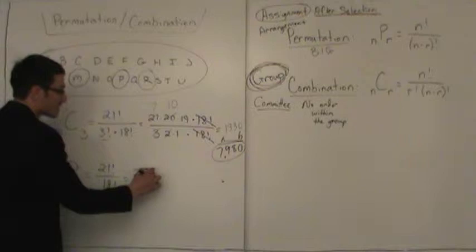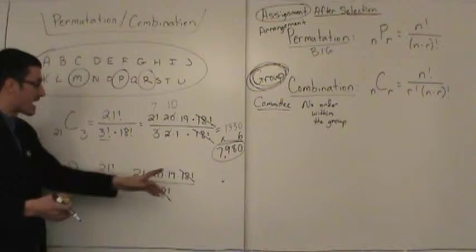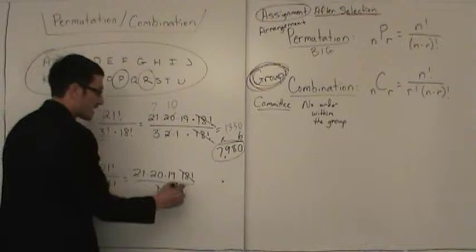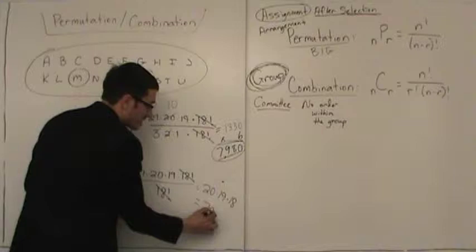Where are we going to stop? We want to stop at 18 factorial, and we want to cancel at the bottom 18 factorial. Now, question, does 18 cancel with 18? No. This is not 18 canceling with 18. This is a trillion canceling with a trillion. Huge numbers. And our final calculation here is 20 times 19 times 18. And 20 times 19 times 18 is 7,980.